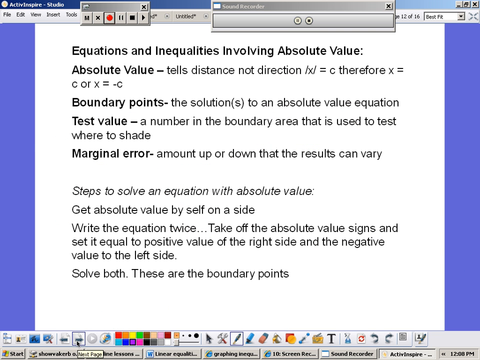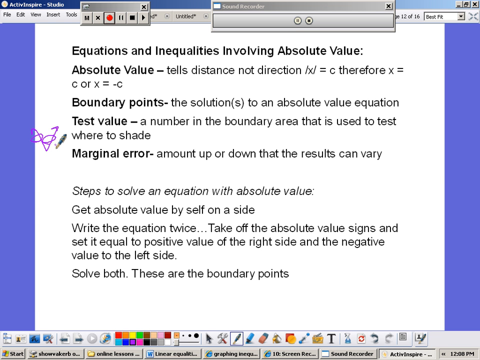Okay, equations and inequalities involving absolute value. Absolute value looks like this, a v. So there's normally 2 answers on an absolute value, one on the left and one on the right. Therefore, when you take the absolute value sign off, you will make whatever's inside the absolute value equal to the positive number, and then you'll have it equal to the negative number. We will then get the boundary points that are on the absolute value that cross at x. We can take test values and we can shade in there if we need to, and we can talk about our margin of error, and I'll talk about that in a second.